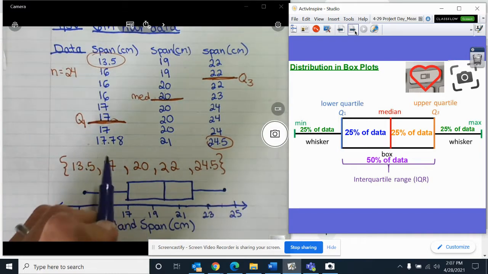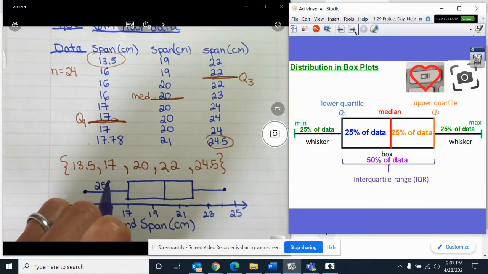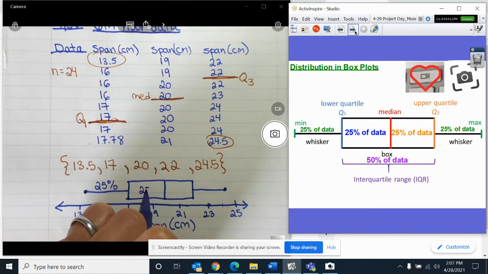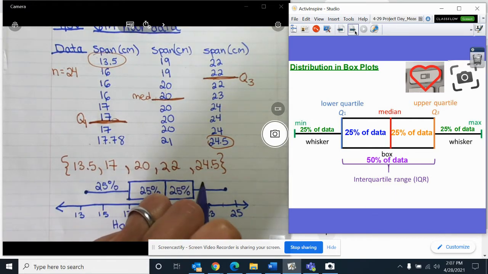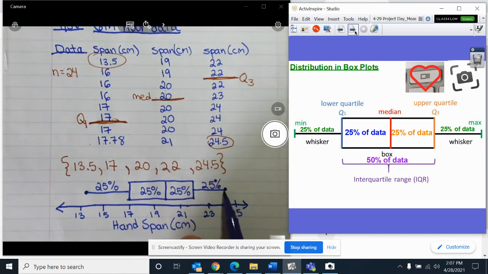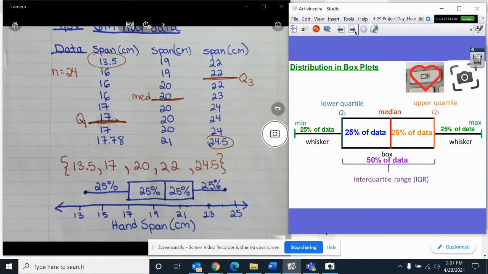But generally, there's 25% here, 25% here, 25% of our data here, and then the last 25% between the maximum or the extreme and the third quartile.